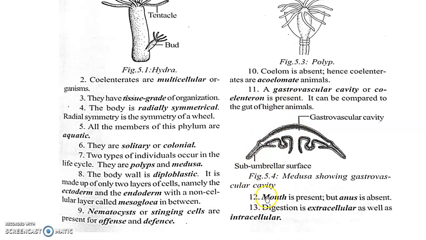Next, mouth is present but anus is absent. In these organisms, mouth is present but anus is absent. Next, digestion is extracellular as well as intracellular. Here digestion takes place through the intracellular as well as extracellular.